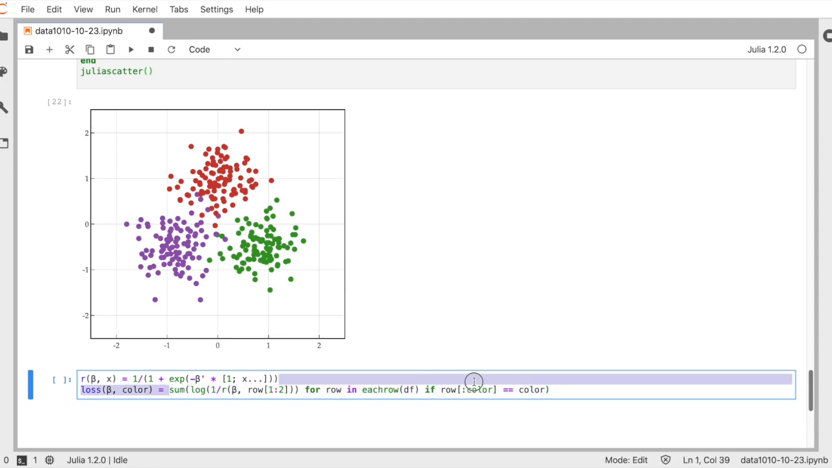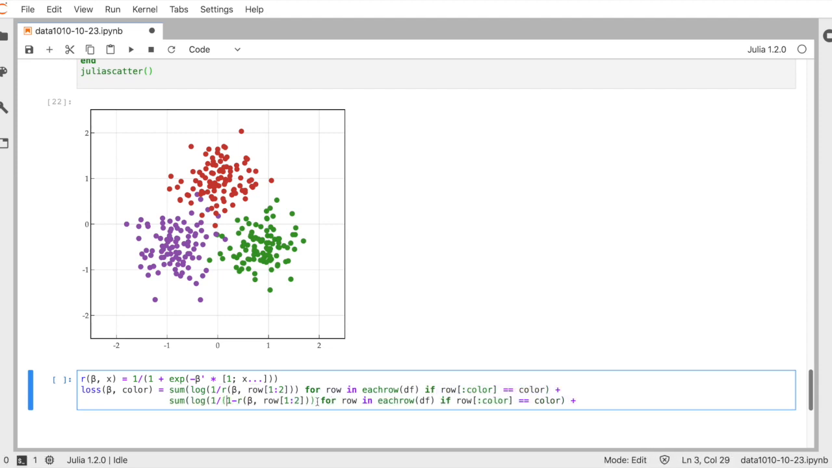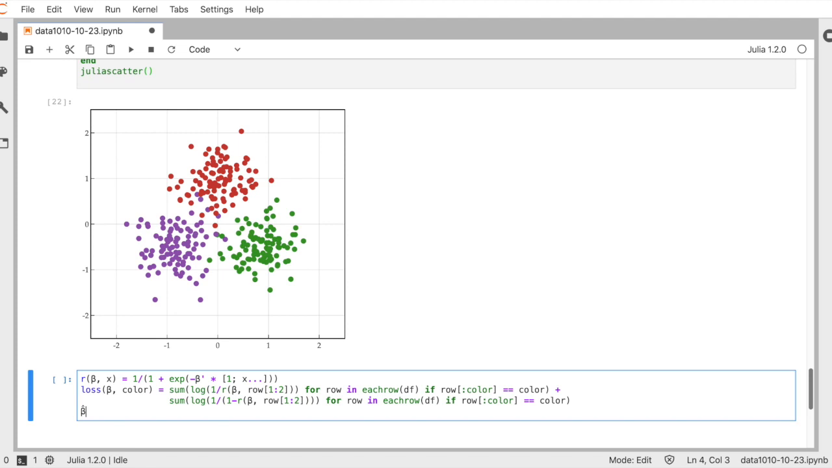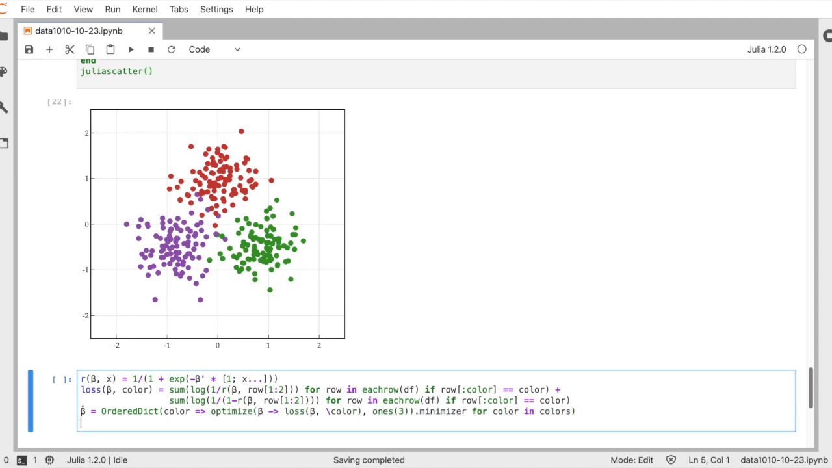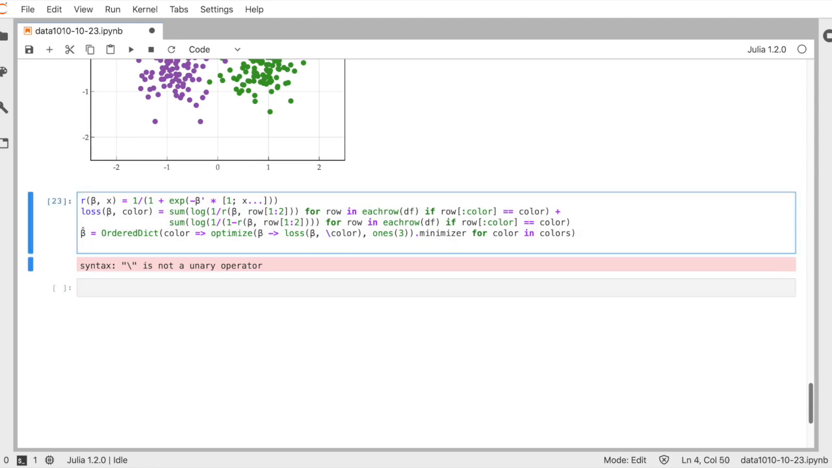So first we include a term for each row in our data frame that does correspond to the given color. And then we include a term for the observations which don't correspond to that color. And then finally we fit our model to find beta hat. And what we're going to do is make this a dictionary so that we get different beta hats, 1 for each color. And it'll be keyed by color. And we'll start at a vector of all 1s. And let's see what that looks like.